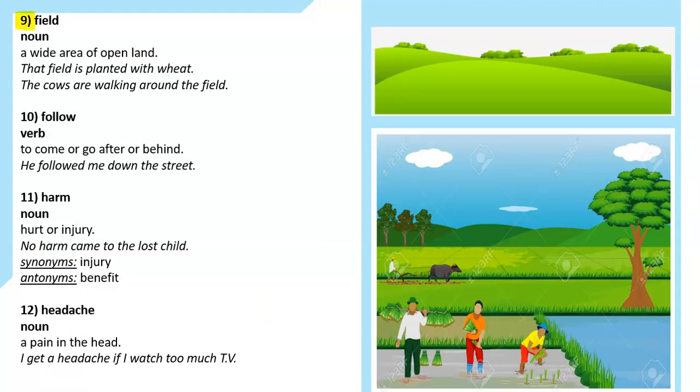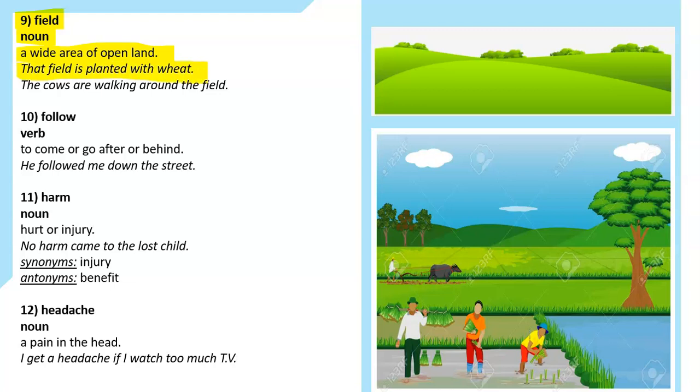Our next word is field. Field is a noun and it is a wide area of open land. This is similar to a meadow. Let's look at the example. That field is planted with wheat.